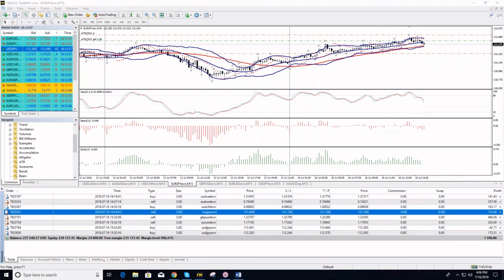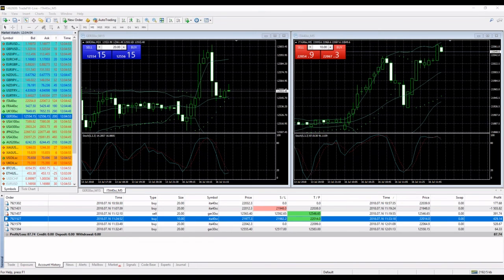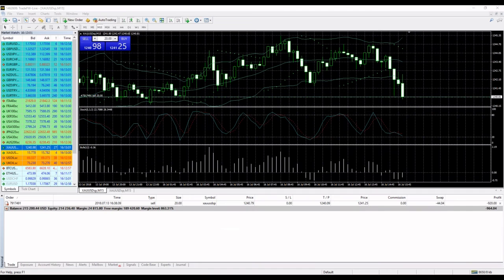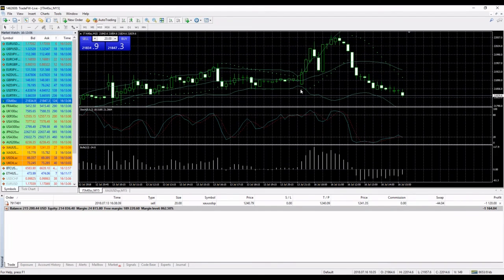So, shortly, what we have been doing in the morning and what we expect today. So, in the morning, we entered and exited Italy 40 all the time. We had a quite nice movement. We entered on a high and we hit also one stop loss, but then it went quite nice.